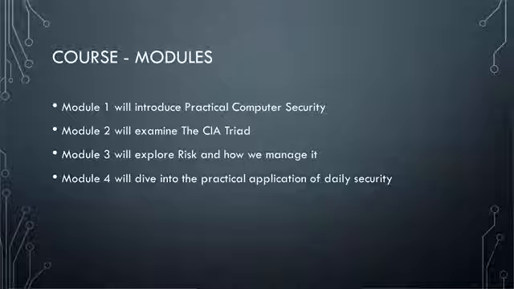The modules in this course are broken down into 4 different weeks. The first module is going to introduce you to practical computer security. The second module is going to examine the CIA triad. The third module will explore risk and how we manage that risk. And finally, the fourth module is going to dive into the practical application of daily security. Now, there's also a fifth module, but that's more of a project that's going to help you understand all the concepts as a whole and put them into practice.